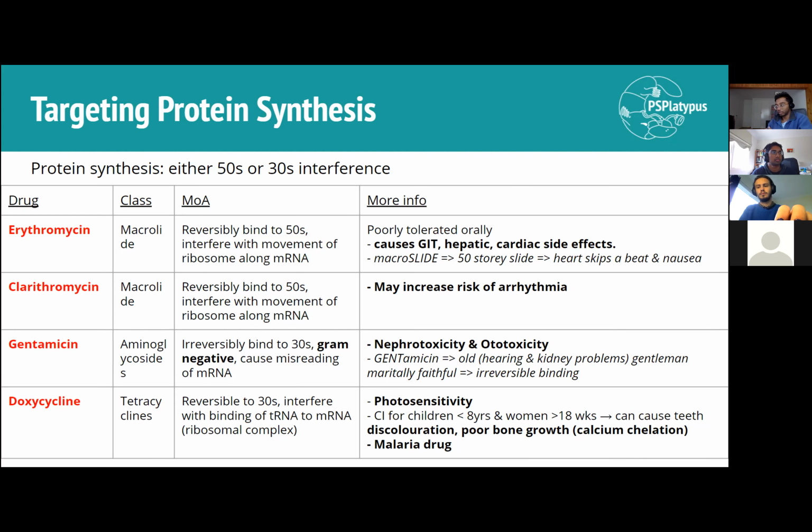So macrolides, they bind reversibly to the 50S, which interferes with movement of the ribosome along the mRNA. And some more info on the side effects there. Aminoglycosides irreversibly bind to 30S. And that's specifically for gram-negative as well, and can cause misreading of mRNA. Tetracyclines reversibly bind to 30S, and this interferes with tRNA binding to mRNA, so formation of the ribosomal complex.